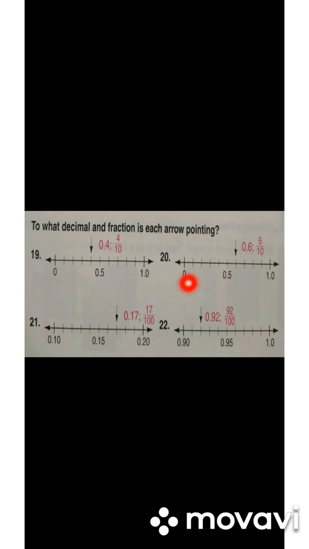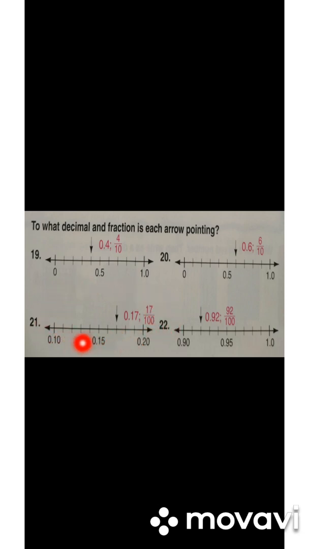Look at this example. Start with 0, end with 1. So this number line is for tenths also. We want to get the fraction or decimal on this arrow. Let's count the spaces. 1, 2, 3, 4, 5, 6. So 6 tenths. In the fractional form, it will be 6 tenths, or in the decimal form, it will be 0.6, 6 tenths.